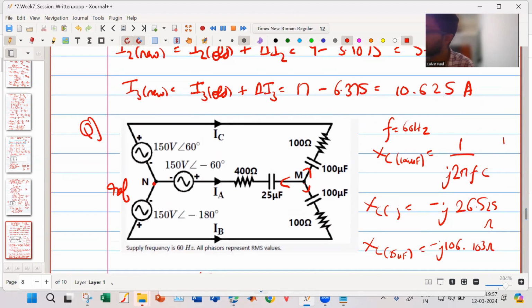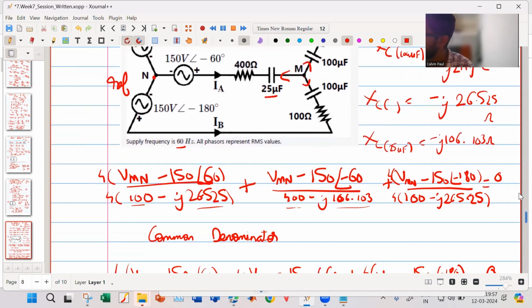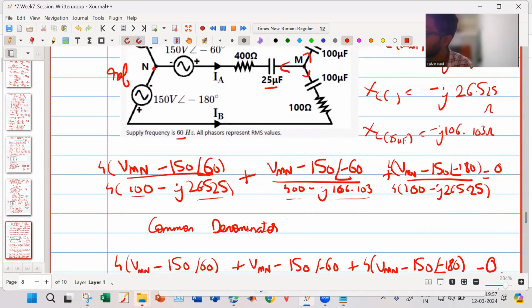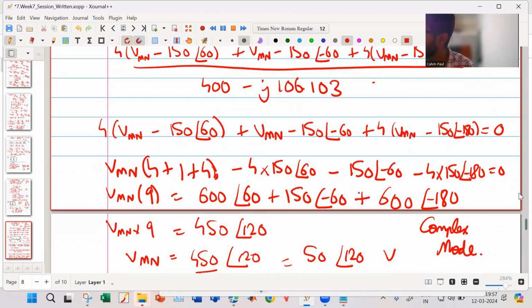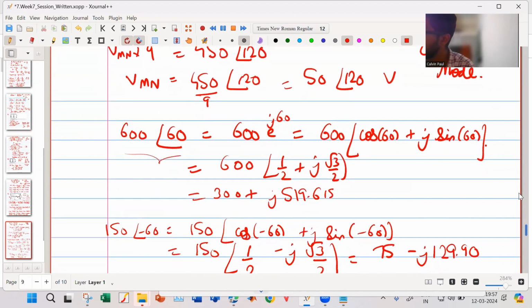And then there is a three-phase system with an unbalanced load. Since we have the frequency, we can find out the impedance and reactance. In this, there was a common thing, that it is 4 into this value, so it was easy to get a common denominator. Once we got a common denominator, it was easy to solve.